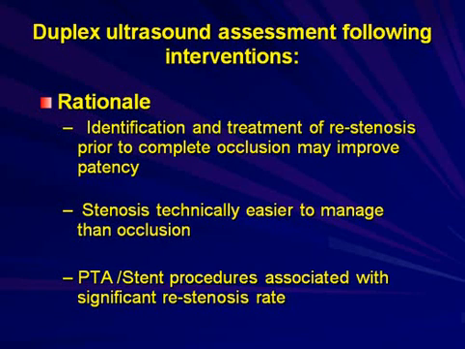The rationale for looking at patients in the aorta-iliac segments after intervention is knowing that identification and treatment of restenoses prior to complete occlusion may improve long-term patency. We know that stenoses are technically easier to manage than occlusion, and that PTA and stent procedures are associated with a pretty significant restenosis rate, and we want to find those and intervene prior to losing and having that segment go down.